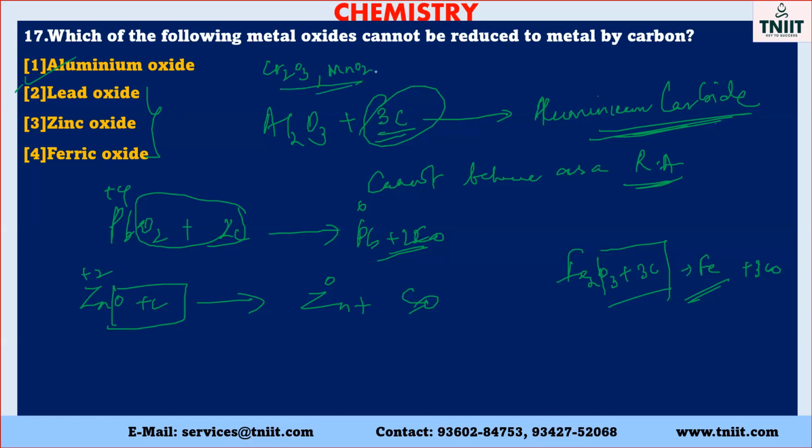In order to reduce chromium oxide and manganese dioxide, they use aluminum as a reducing agent. When aluminum is used as a reducing agent, it is called the aluminothermite process.